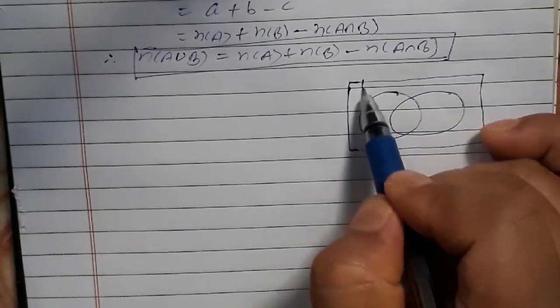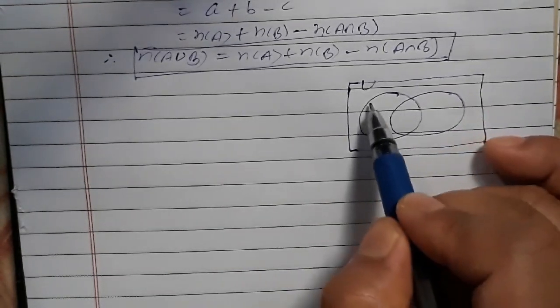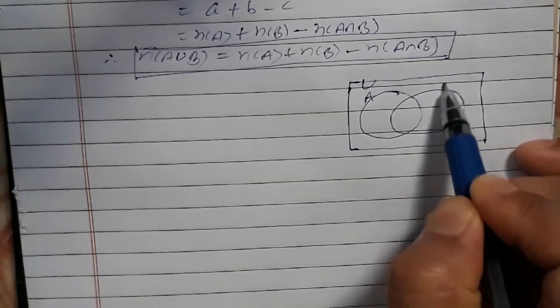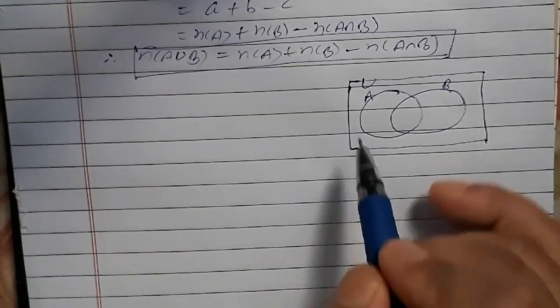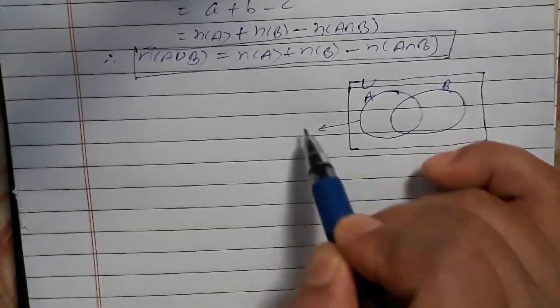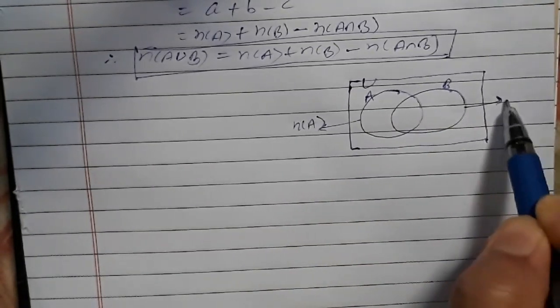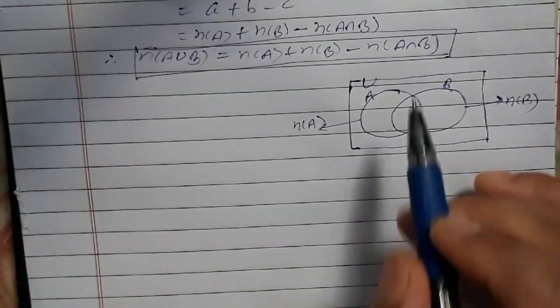Intersecting sets. This rectangular box represents your universal set. This one is your A, here is n of A, and this set represents your n of B.